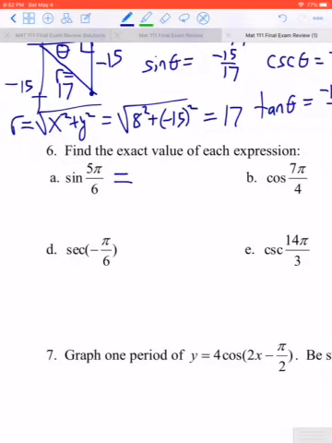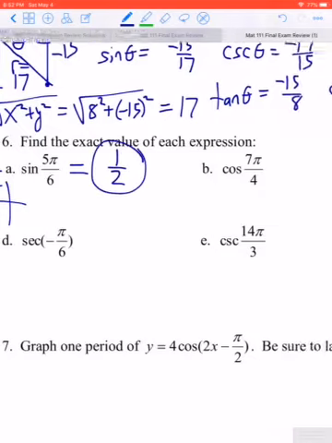For the first one, if you work this out, the sine of 5 pi over 6, that's going to be an angle in quadrant 2. So we then know the sign should be positive there. Its first quadrant reference angle would be positive pi over 6, and that's going to have a sine value of 1/2. Again, because it's in quadrant 2, the sign should be positive. So the final answer on this one is going to be positive 1/2.